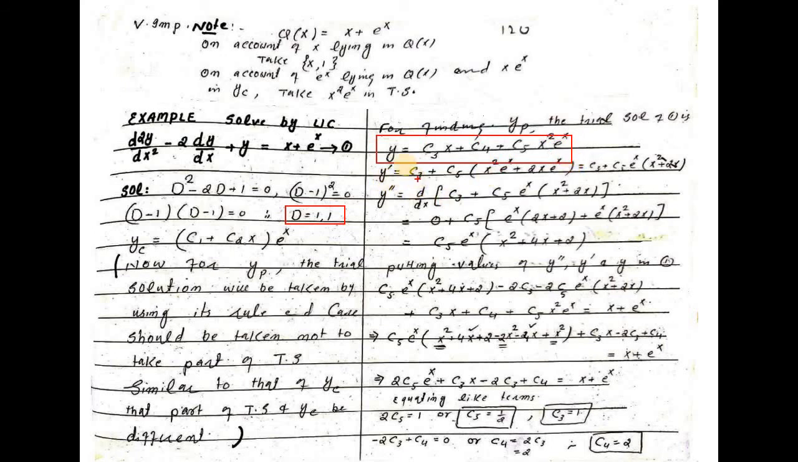Now we have to differentiate y with respect to x first time, second time. Putting all these values in the differential equation, we get the value of c3, which is 1, the value of c5, which is 1 over 2, and the value of c4 is 1 over 2.